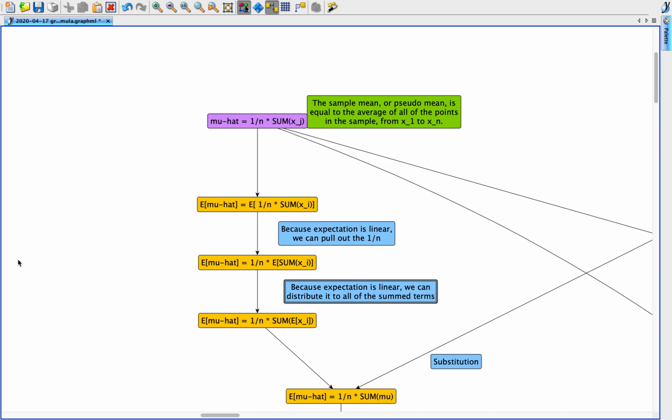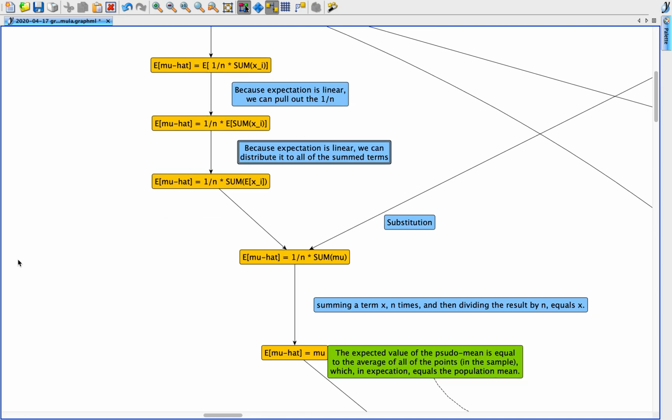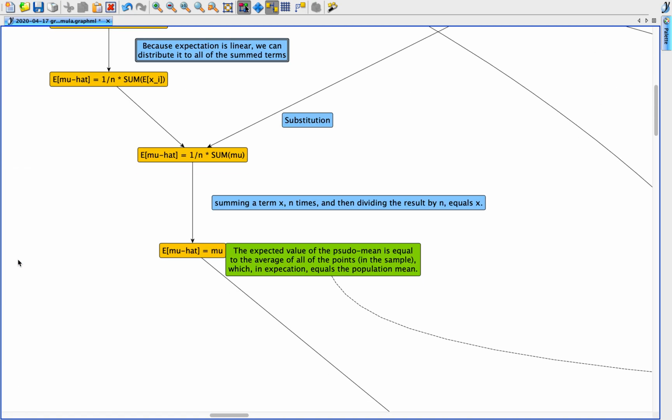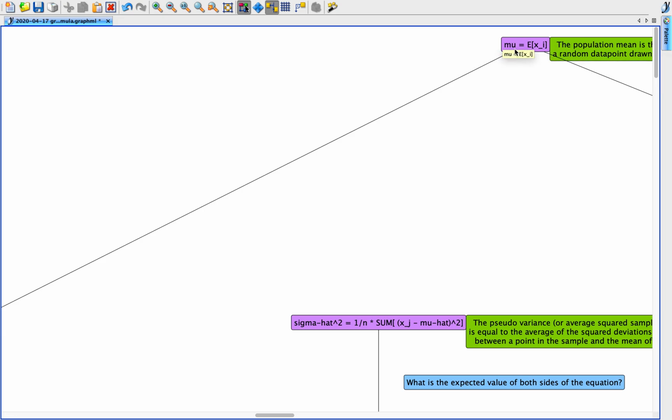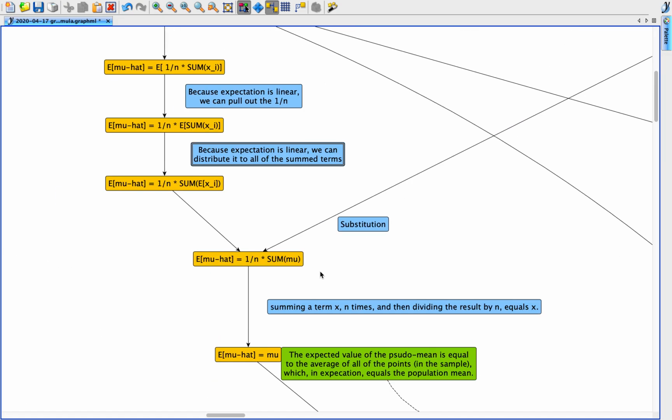Because expectation is linear, we can distribute it to all the sum terms. So instead of the expectation of x1 plus x2 plus x3 through xn, we have the sum of the expectation of x1 plus the expectation of x2 plus the expectation of x3 all the way to xn. And then, because mu is equal to the expected value of xi, we can substitute in the population mean for the expected value of xi.